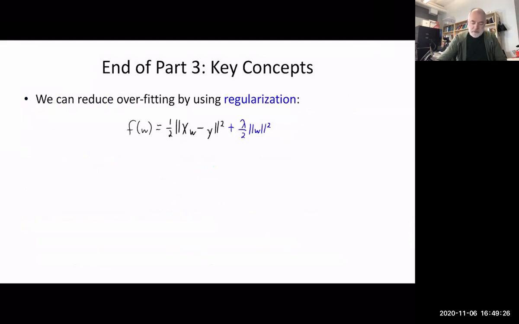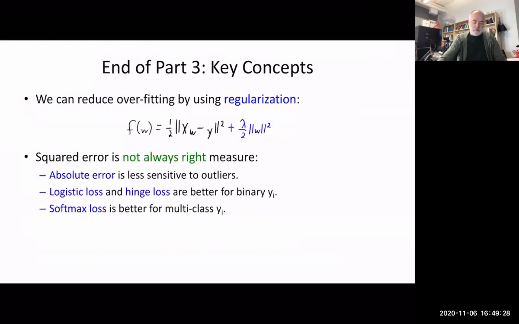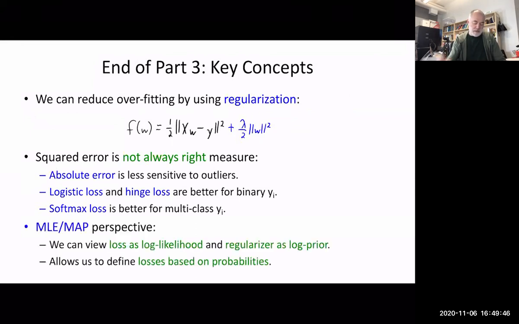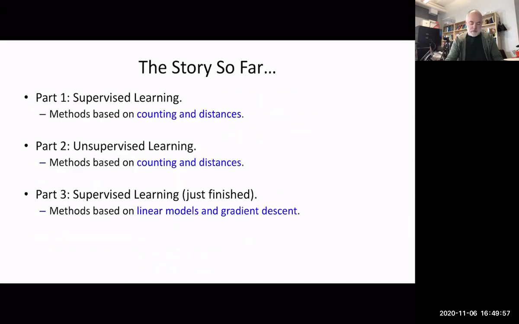We introduced regularization, where we can control model complexity by introducing regularization terms. The squared error is not always what we want, right? Absolute errors give rise to robust regression, and different losses are better for different kinds of data. Logistic loss and hinge loss for binary, and softmax for multi-class. Then we went through the maximum likelihood and MAP perspective, where we can look at the losses and interpret them as log likelihoods and regularizers as log priors. And this allows us to define losses based on probabilities.